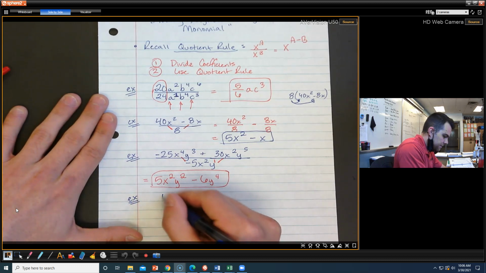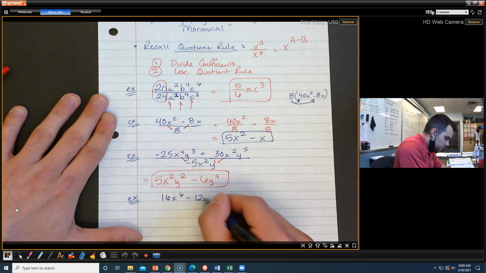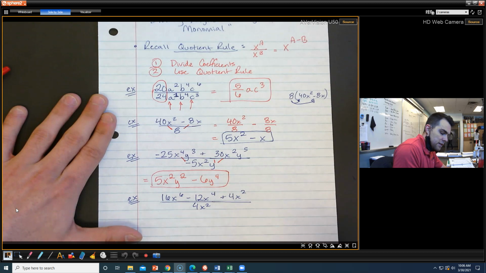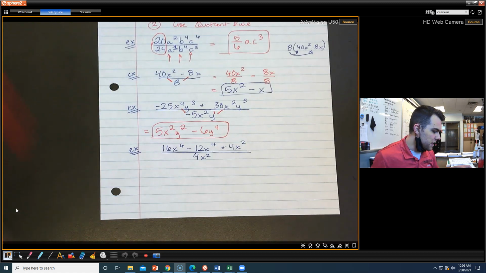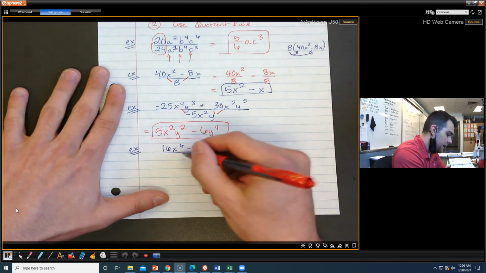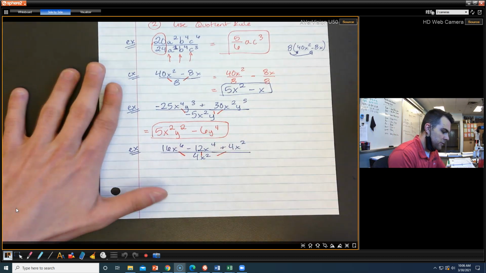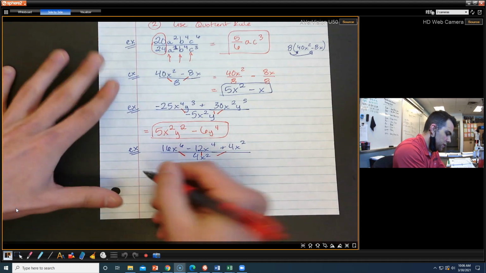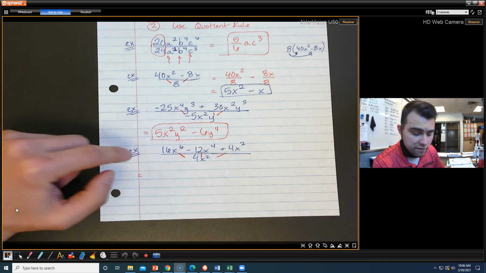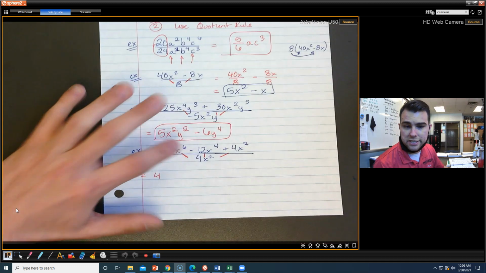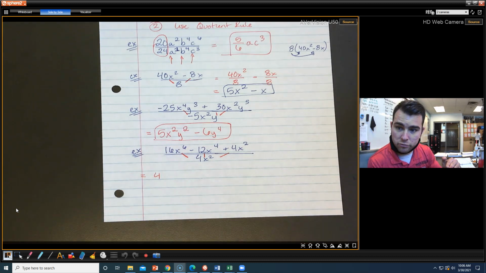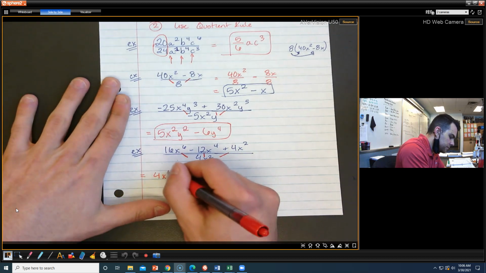Let's try something like this. All right. This will be our last example. Once again, we're going to divide each of these top terms by 4x squared. It's the same thing we were doing, except we just have an extra term now. So let's go through the division. 16x to the 6 divided by 4x squared. 16 divided by 4 is 4. x to the 6 divided by x to the second will give me x to the 6 minus 2 with our quotient rule. So I get x to the 4th.